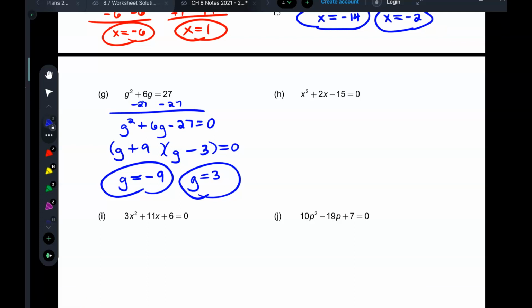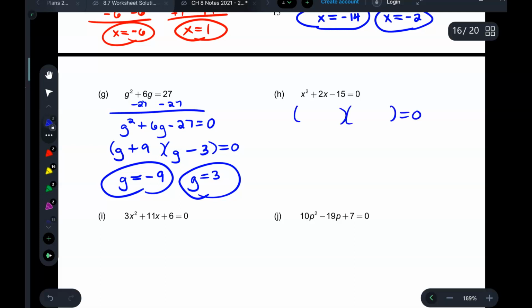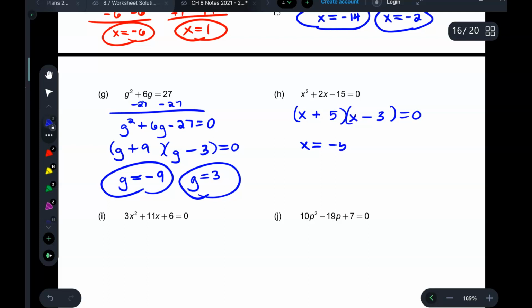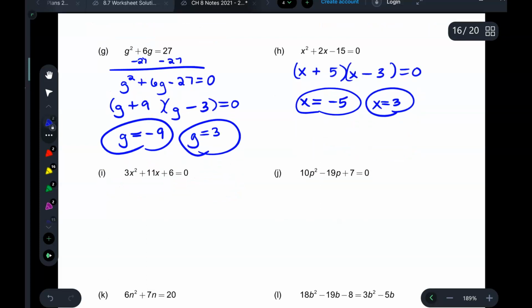Oh, this one's already equal to 0, so I don't need to worry about moving anything. So I could go right to my parentheses. What goes into -15? 5 and -3. Yeah, that multiplies together to give us -15 and adds up to 2. So my answers are good.